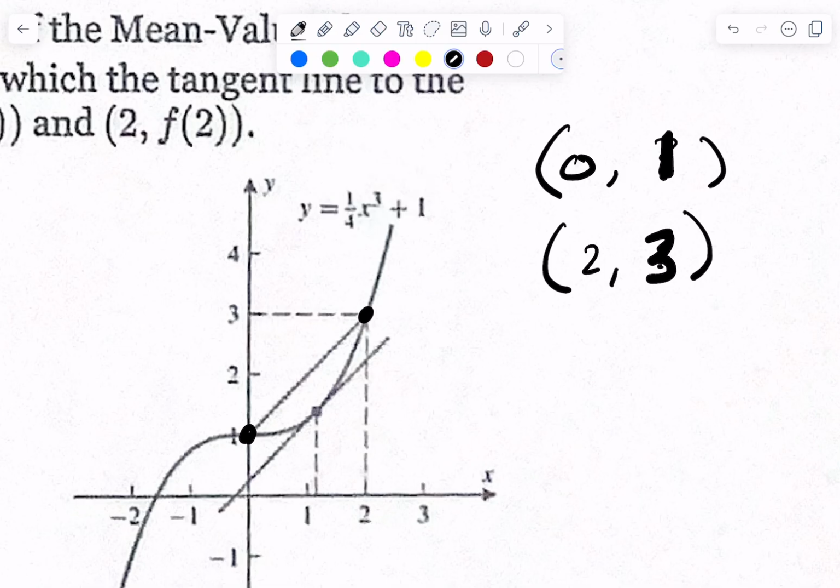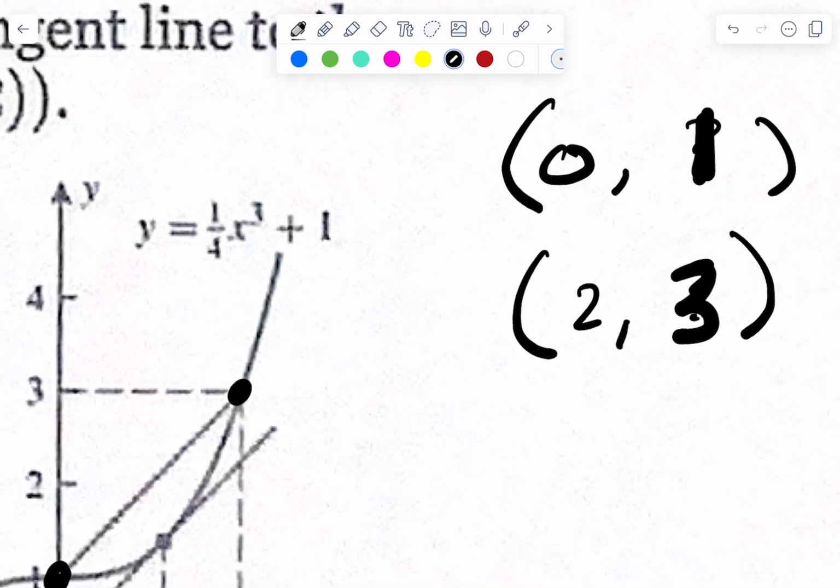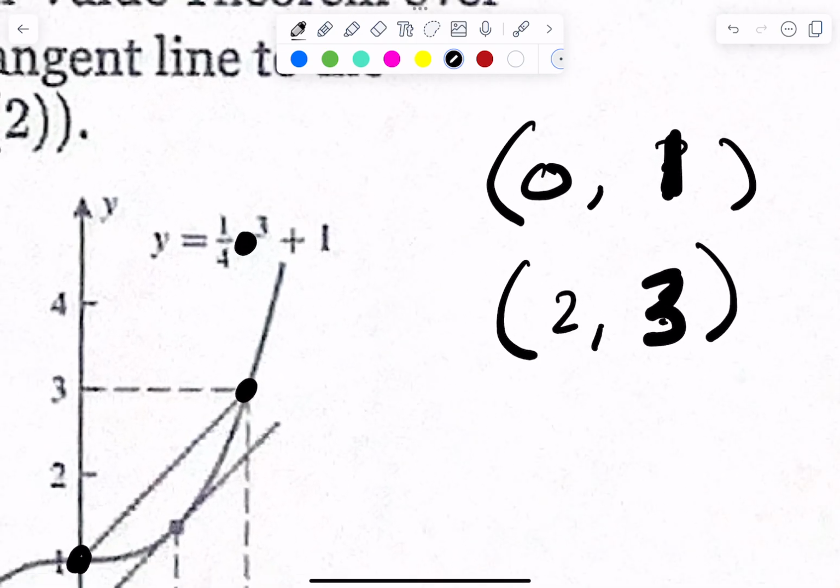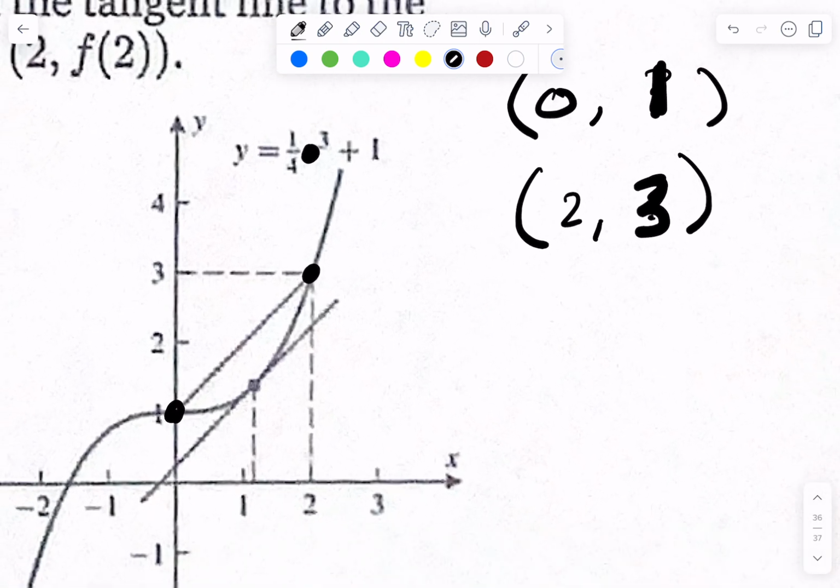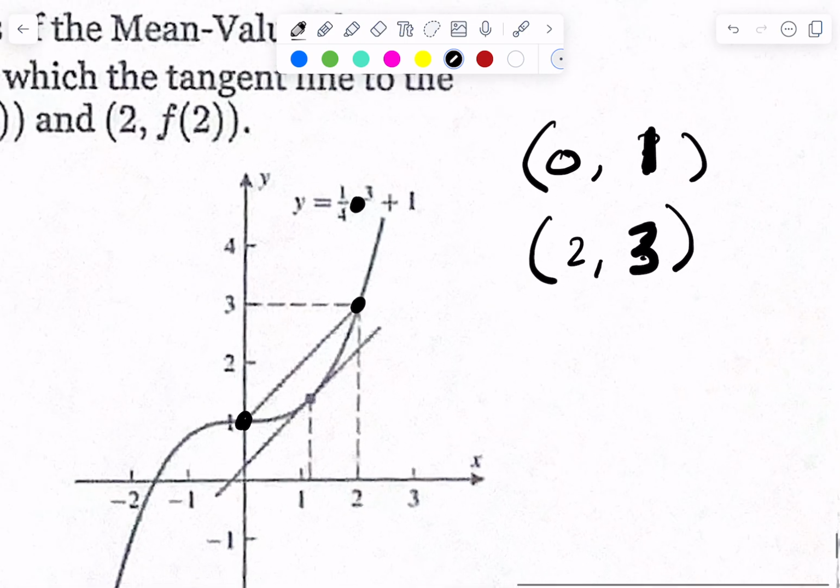We're plugging into the original function to find the y coordinate. We won't have the graph. I just give you the graph so that you can verify your answer. Okay, so (0, 1) and (2, 3).